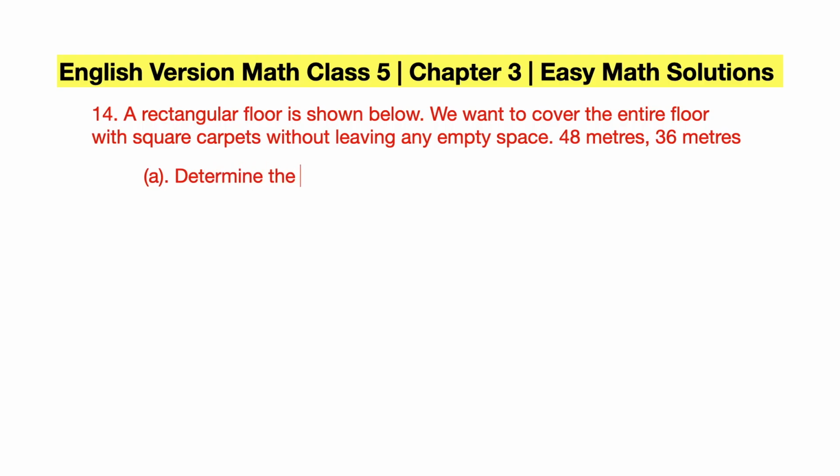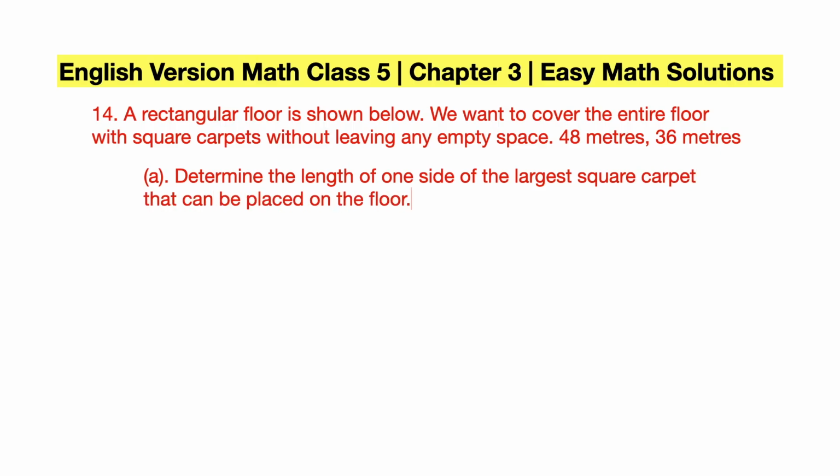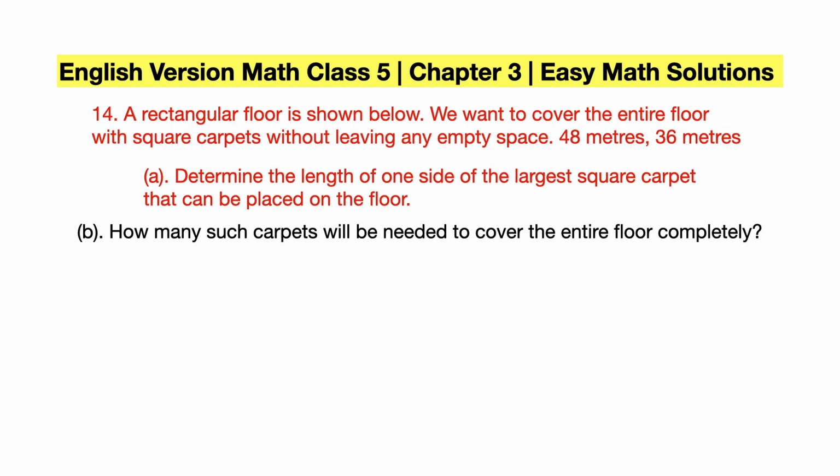Then they want to know: number 1, determine the length of one side of the largest square carpet that can be placed on the floor. They want to know how large the square carpet's side length is. And number 2, how many such carpets will be needed to cover the entire floor? So we need to find out the side length first.